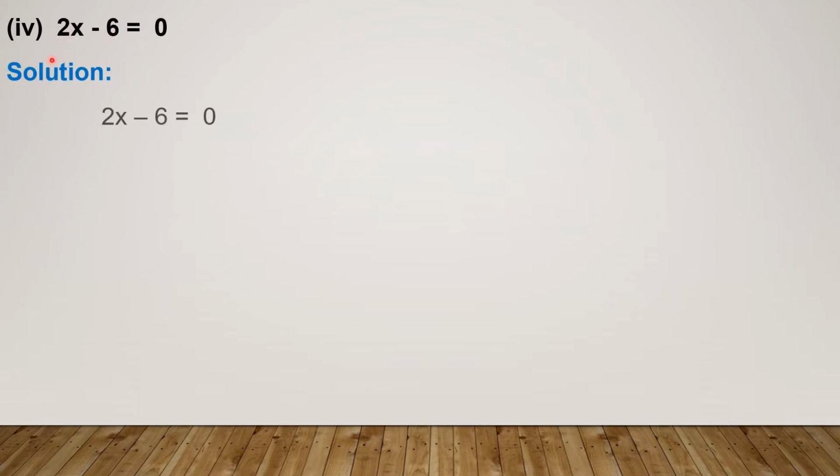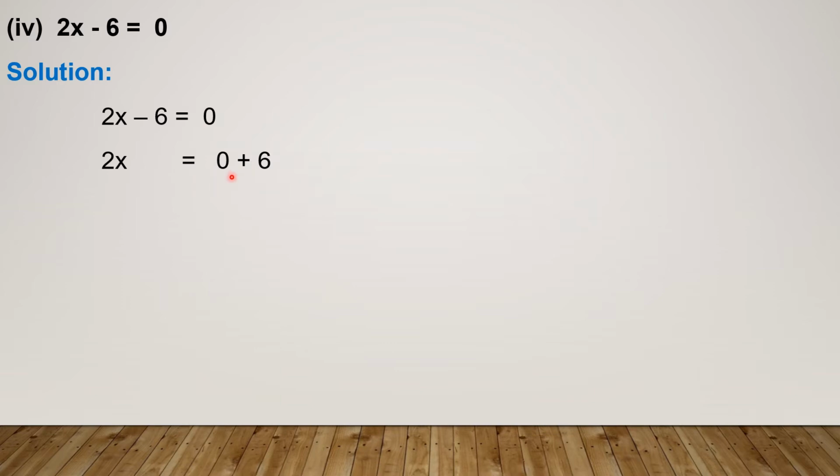See part number 4, that is 2x minus 6 is equal to 0. Again, we need to find the value of x from this equation. So what we have to do, first of all, we will move this minus 6 to the other side of our equation. When we move minus 6 to the other side of the equation, it will be simply converted into plus 6. So we will get what? 2x is equal to 0 is written as it is, and plus 6. Minus 6 will be converted into plus 6.